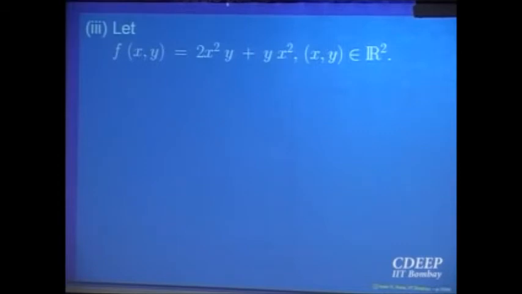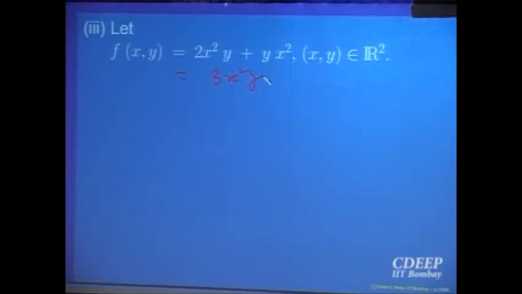Good. So you have spotted a typo, but let us consider this function itself anyway. So what is this function? Do you think the point 0, 0 is a point of local maximum or local minimum? At the point 0, 0 the value is 0, right?